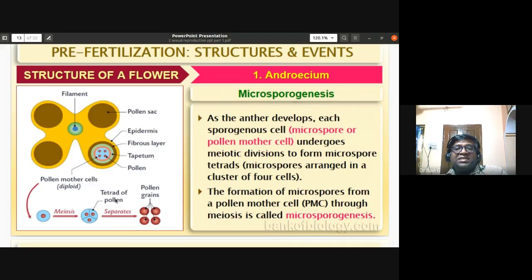So as the anther develops, each sporogenous cell, microspore or pollen mother cell, undergoes meiotic divisions to form microspore tetrads. As the anthers develop, you notice that some of the sporogenous cells become larger. We call them microspore mother cells, or you can call them pollen mother cells.